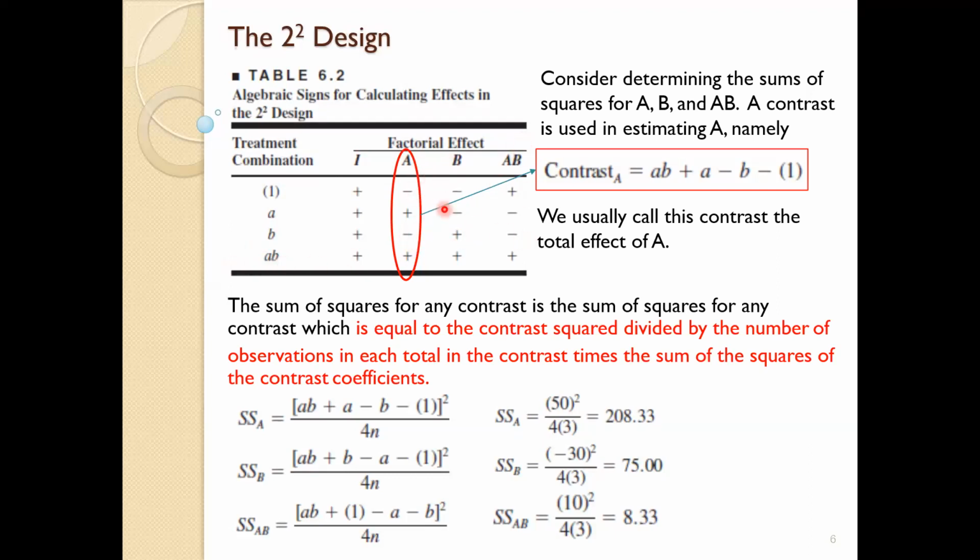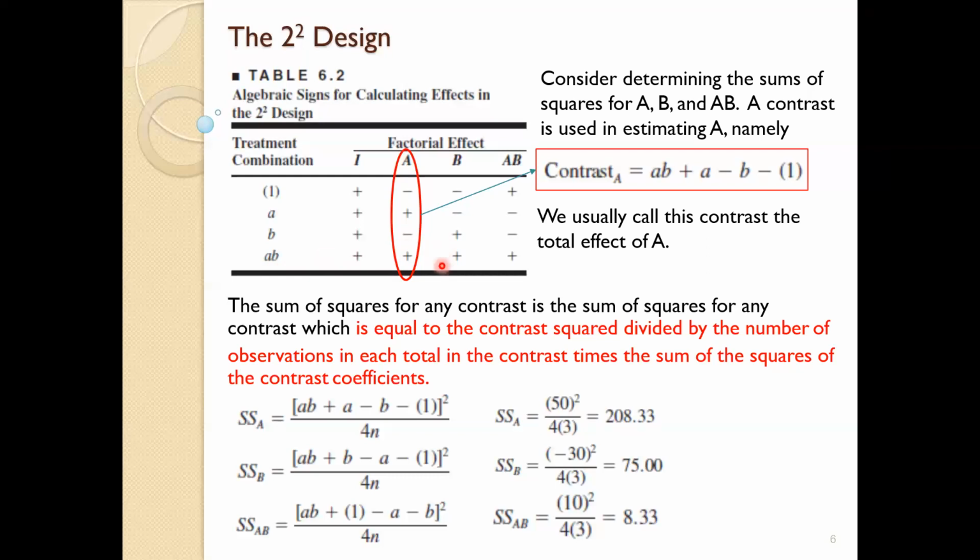This is A from this. A and B, because this 1 is low A, low B. A, high A, low B. B, high B, low A. AB, high A, high B.